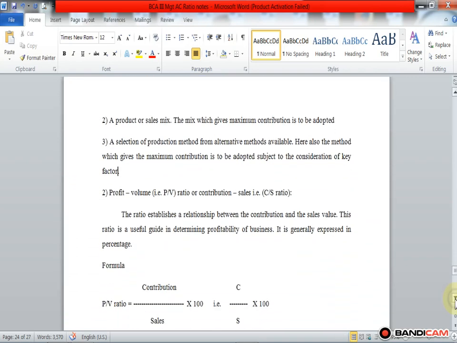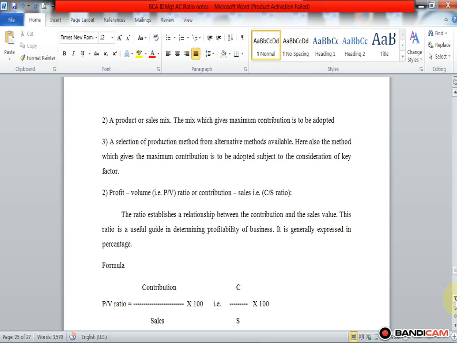Now we will understand the profit volume ratio. Here PV ratio, or contribution to sales, is the CS ratio. The profit volume ratio establishes a relationship between contribution and sales. This ratio is a useful guide in determining the profitability of the business. It is generally expressed in percentage.